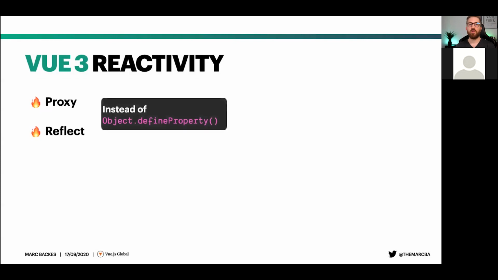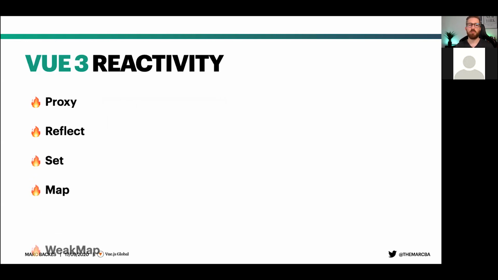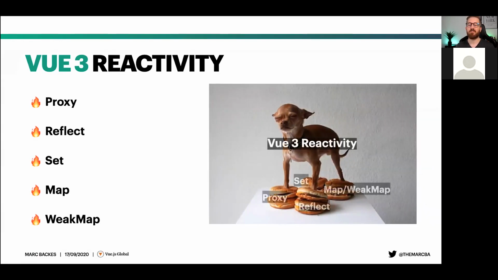So now Vue 3 reactivity. We saw how Vue 2 works, and Vue 3 works a little bit differently. Instead of Object.defineProperty, we use proxies and Reflect. We will see that in the demo as well. Furthermore, we use Set, Map, and WeakMap. So basically, Vue 3 reactivity is based on these cornerstones: Proxy, Reflect, Set, Map, and WeakMap.